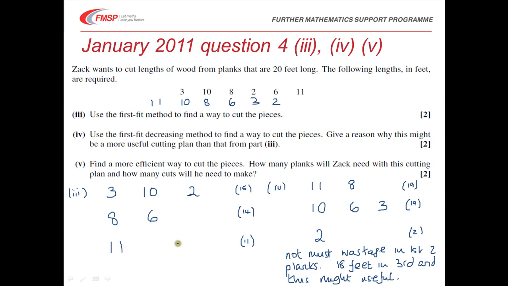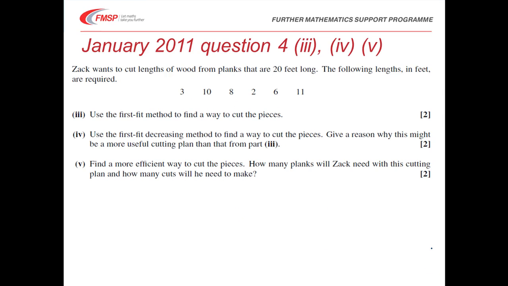So you got a method and an accuracy mark for part 3 for the first bit. So a method if you were starting it off correctly, and an accuracy mark if it was fully correct. And then in part 4 you got 1 mark for first fit decreasing and 1 mark for making a comment about the fact that this might be a better method. And then the last part of the question, find a more efficient way of cutting the pieces.